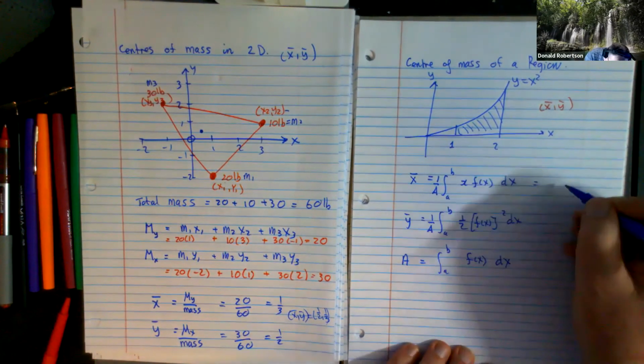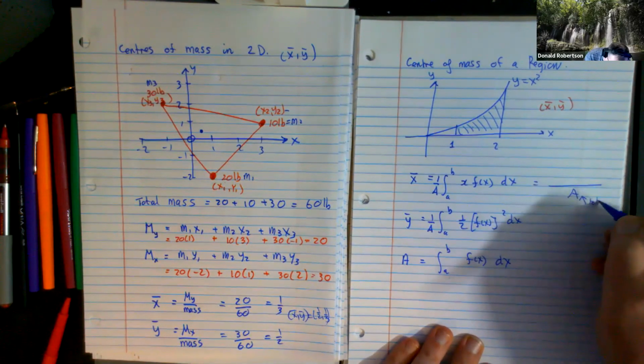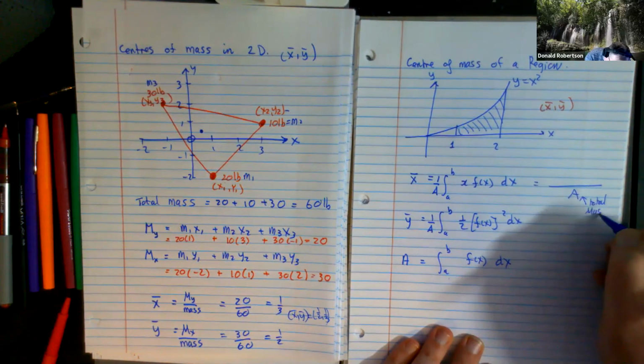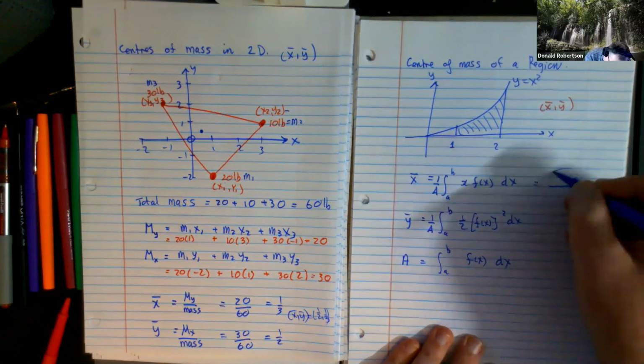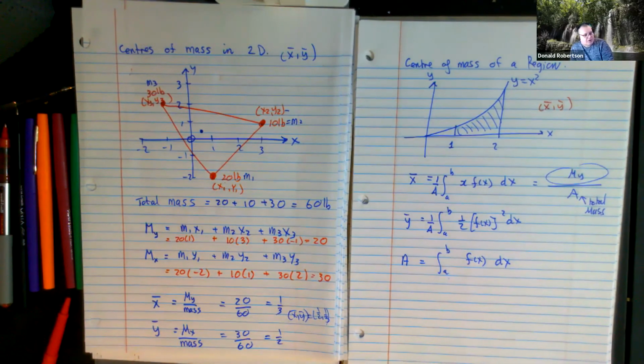So can you think of the A on the bottom as being like the total mass? And this integral on the top, that's like the M of y. So what you have here is basically just a formula that you use so I can find the center of mass.